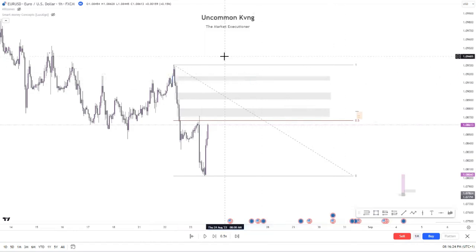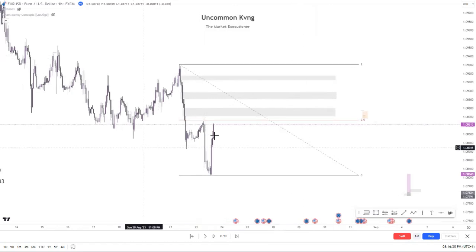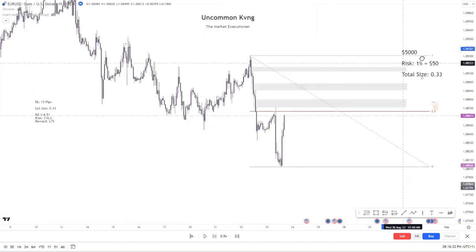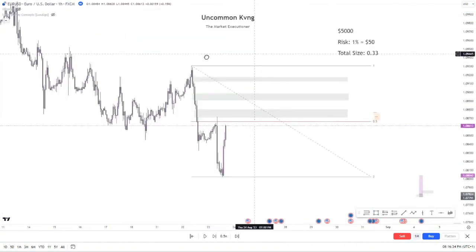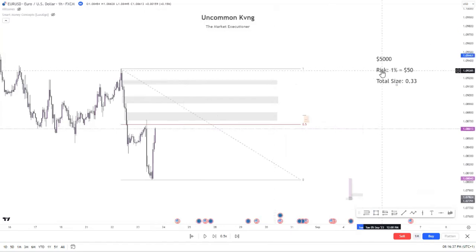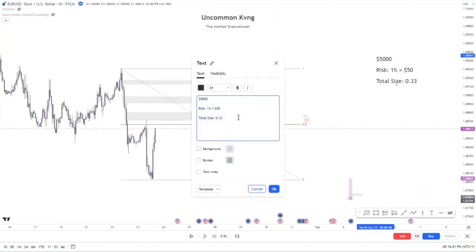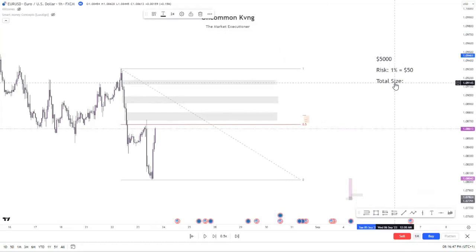Now, for instance, you come into the market now, and let's say you have, let's use this as our calculator, right? Let's say you have $5,000 and you're willing to risk 1%, right? Now, before we go into that, let me quickly run through this.